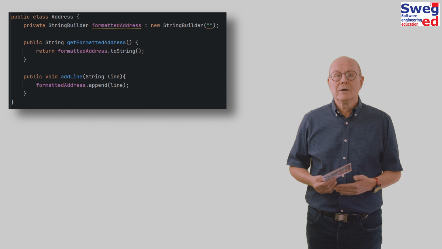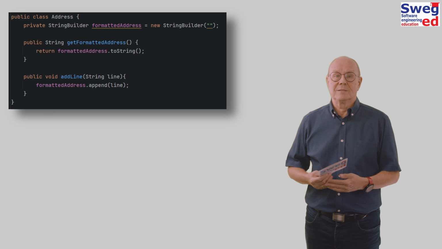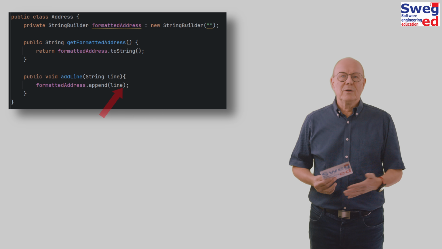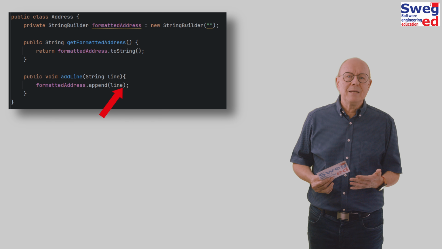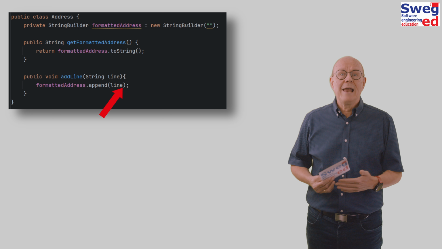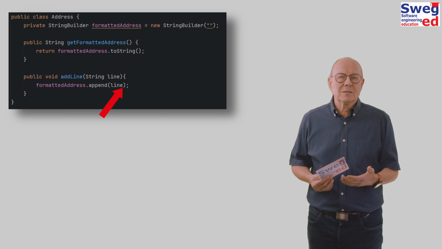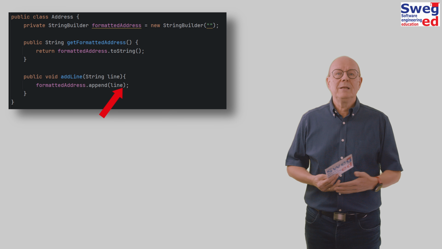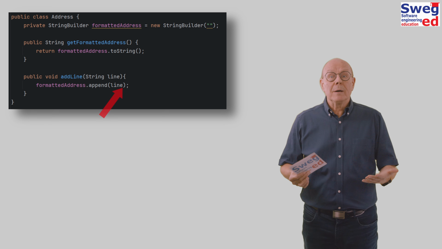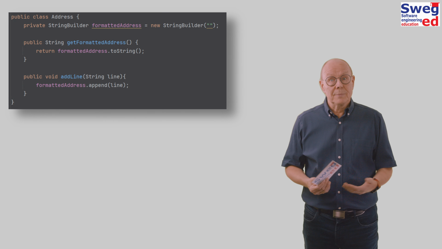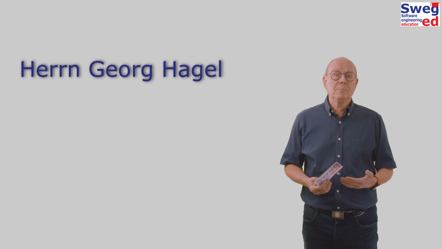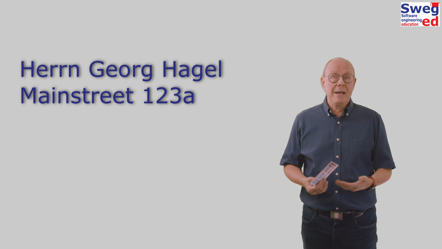Here is how the address class is implemented. There is one note. If we add a line break to every line with addLine, the last line will have an unwanted new line, so we leave it out. Remember, the builder pattern lets us create objects step by step. Here we want to build the address line by line.